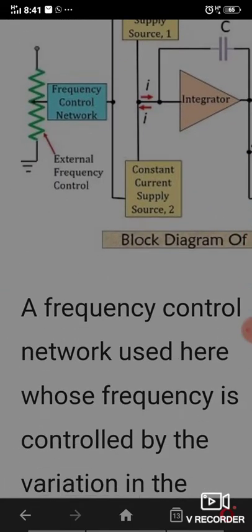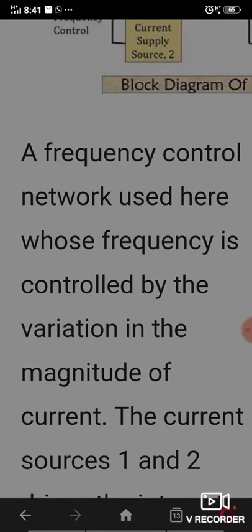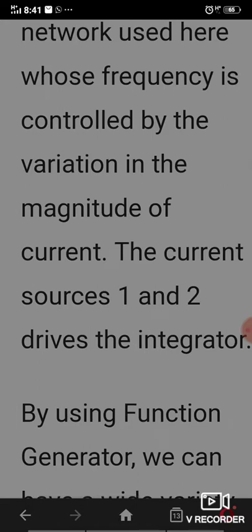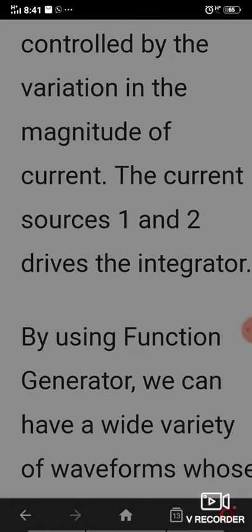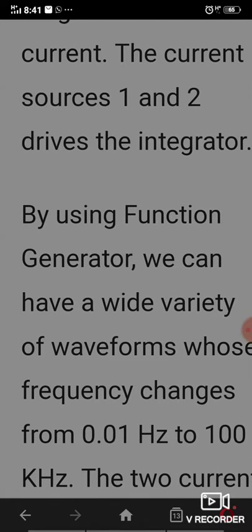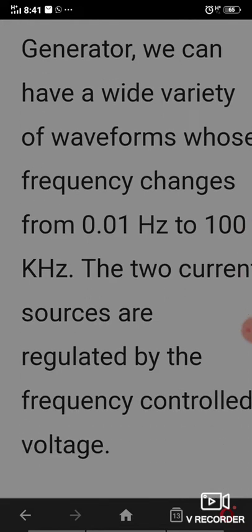A frequency control network is used here. The frequency is controlled by the variation in the magnitude of current. The current sources 1 and 2 drive the integrator. By using a function generator, we can have a wide variety of waveforms. The frequency changes from 0.01 Hz to 100 kHz. The two current sources are regulated by the frequency control voltage.